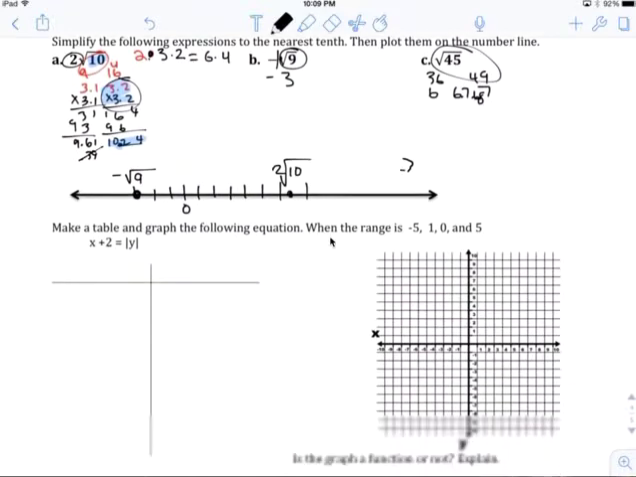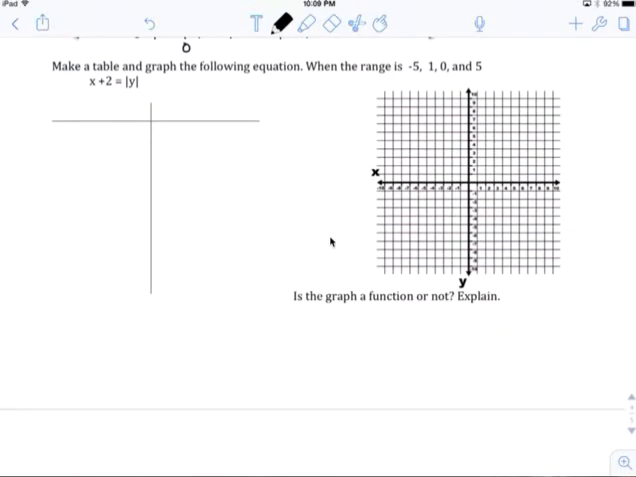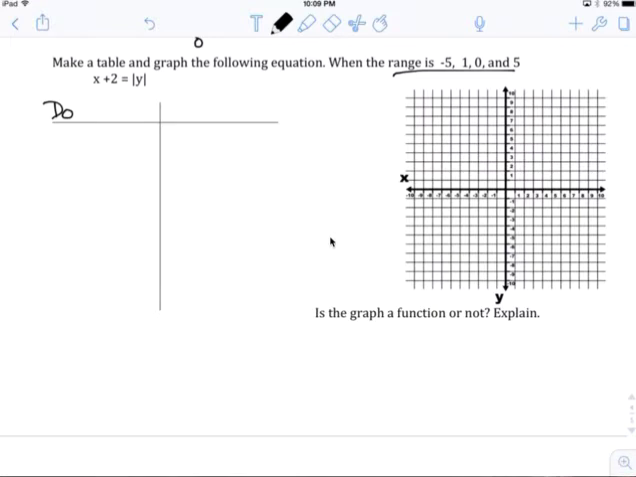Okay. Oh, this one, oh my gosh, I haven't done this one in a while. All right. Graph the range is negative. Okay, this is domain, that's all the x. This is the range, this is y. And they gave us the range right here.